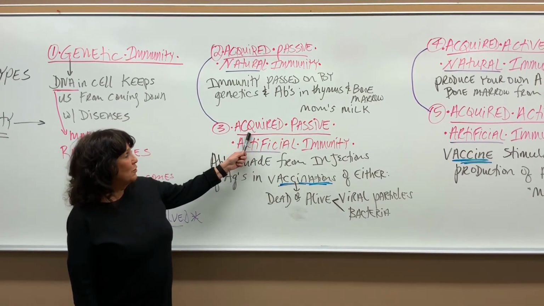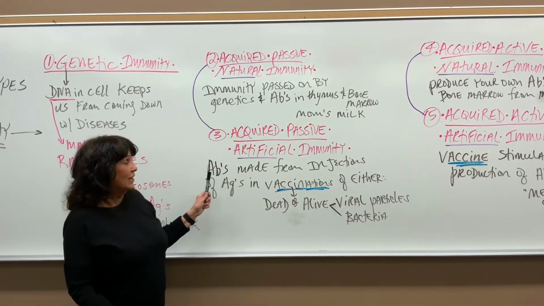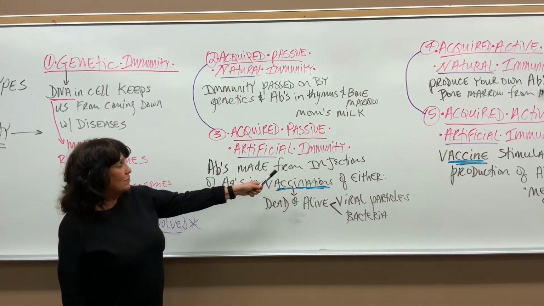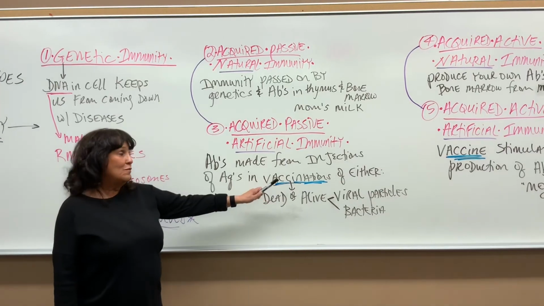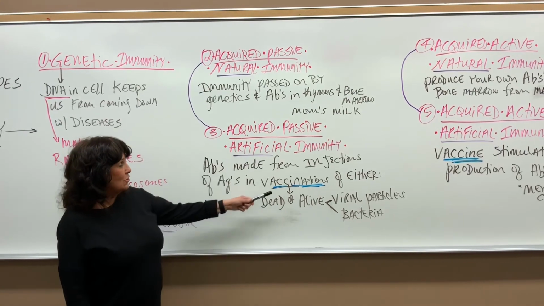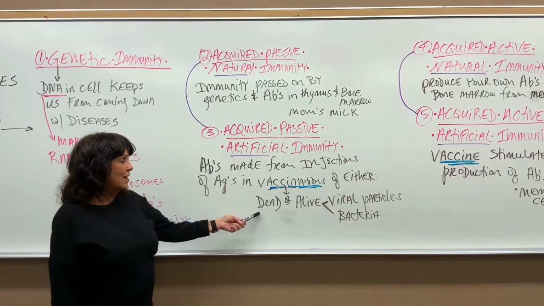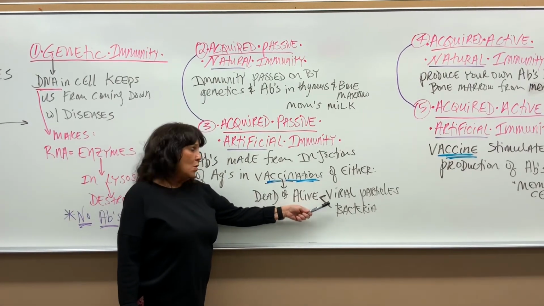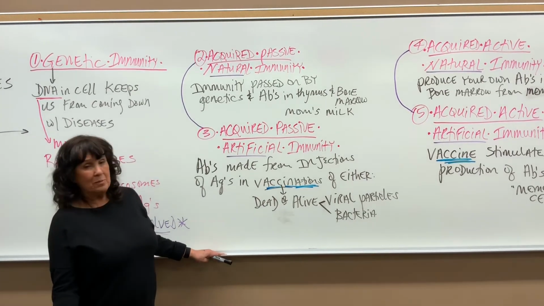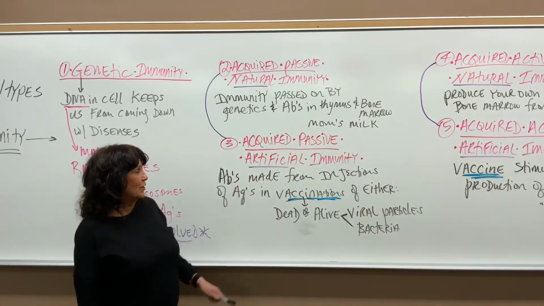And then we have another form of acquired passive, called artificial immunity. Now here, you're actually going to make antibodies. The antibodies are going to be made from injections called vaccines. So vaccines are artificial immunity because we have to inject them, right? Your vaccines that you get as a kid or even as an adult are made out of dead or alive viral particles or dead or alive bacteria, and they're injected, and then you're going to make antibodies in response to that. So that's acquired passive, a passive way to get that.